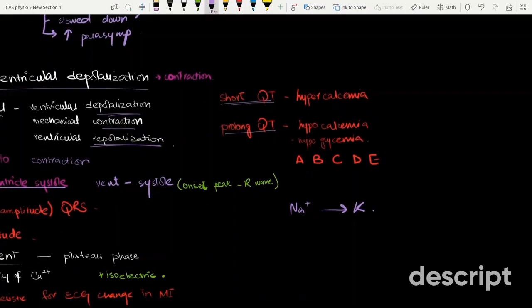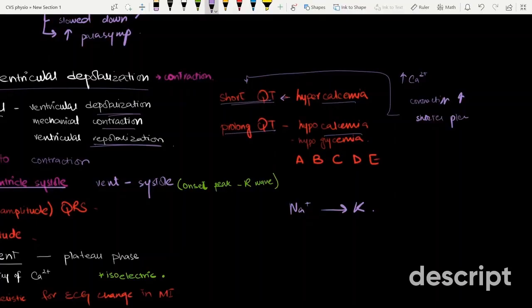Now, what is the role of calcium in this? Calcium shortens or prolongs the plateau phase in the action potential for a cardiac myocyte. So, if there is more calcium or an increase in calcium, the contraction will happen early. There will be a shorter plateau phase, due to which there will be a shorter QT. So, hypercalcemia causes a short QT. On the contrary, hypocalcemia causes a prolonged QT interval.